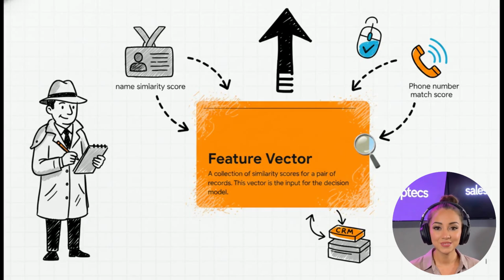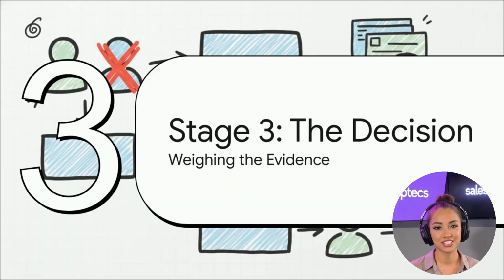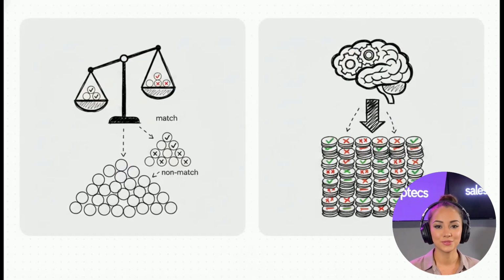So let's recap where we are. We've got our manageable groups of records, and for each potential pair inside those groups, we have this detailed evidence profile, our feature vector. Now for the moment of truth. Stage 3, making the final call. How does a system look at all that evidence and decide if it's strong enough to declare a match? You've got two main roads you can go down here.